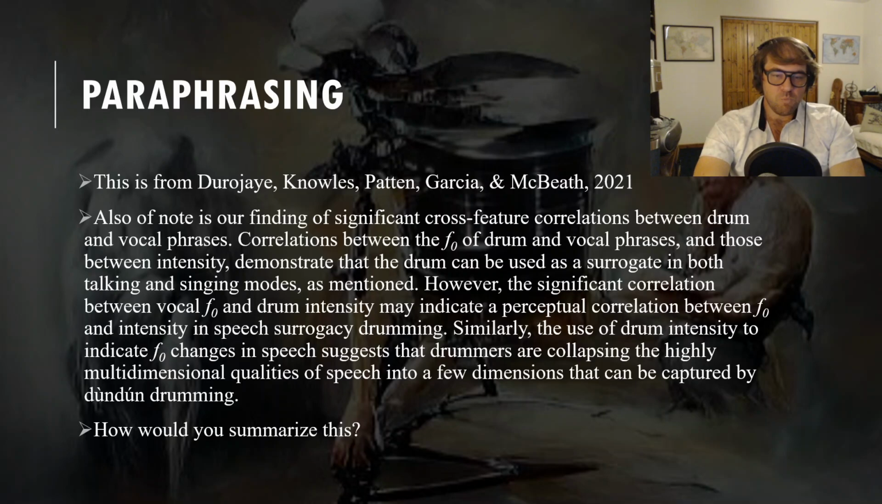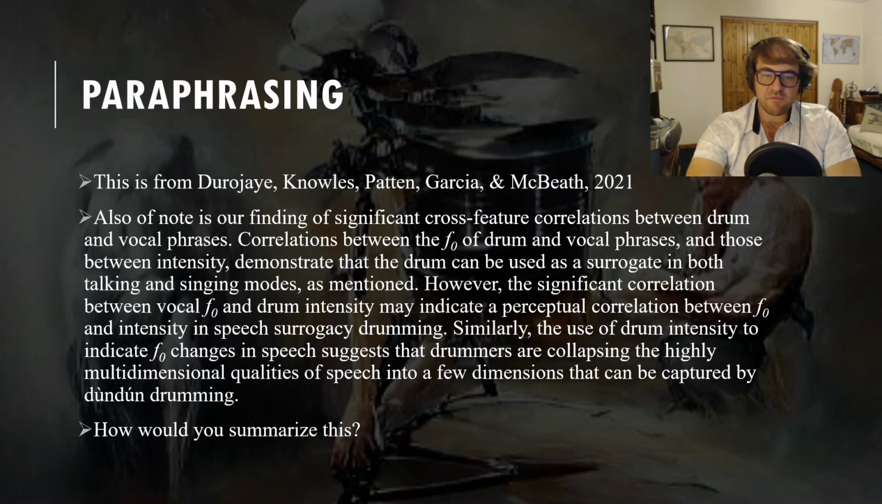One thing that I'll point out is this is DeRoche, Knowles, Patton, Garcia, and Macbeth. There are 5 authors here, and you're not going to cite all 5 of those authors. That's something that we talked about in another video, but just something to note here. Okay, so what does it say?